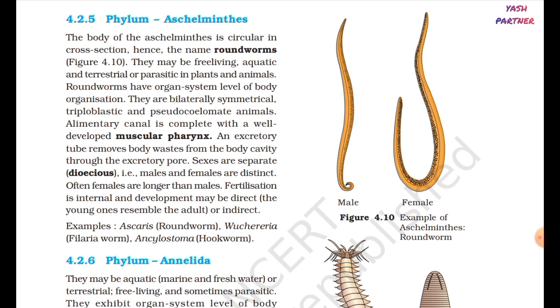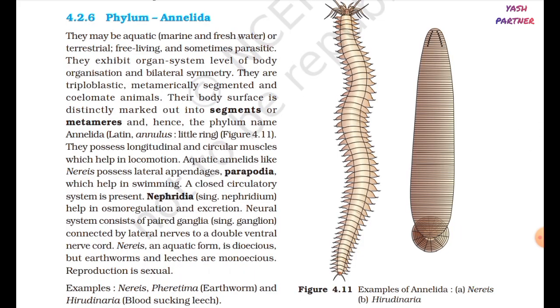Sexes are separate, dioecious, that is, males and females are distinct. Often, females are longer than males. Fertilization is internal and development may be direct, the young ones resemble the adult, or indirect. Example: Ascaris, roundworm, Wuchereria, filarial worm, and Ancylostoma, hookworm.